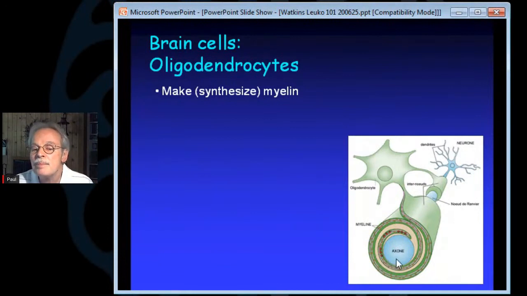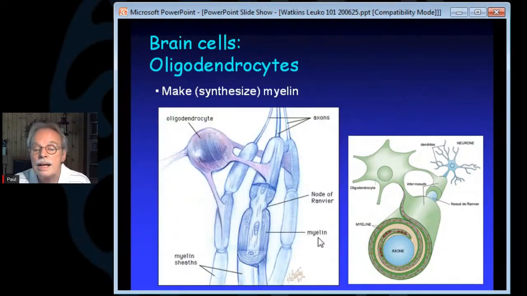And here's another cartoon of an oligodendrocyte, again showing the projections of the membrane of the oligodendrocyte wrapping around nerve axons to help insulate them.